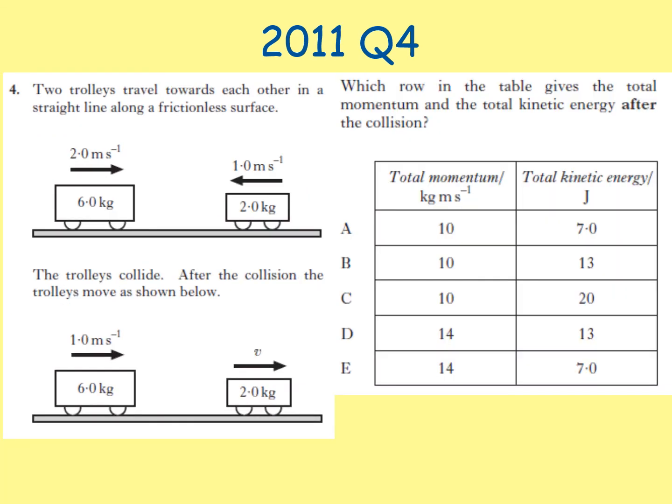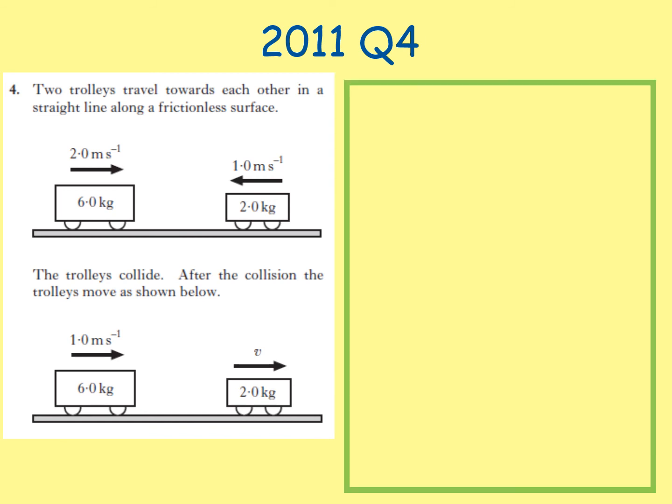Two trolleys travel towards each other in a straight line along a frictionless surface. The trolleys collide. After the collision, the trolleys move as shown below. Which row in the table gives the total momentum and the total kinetic energy after the collision? To do this, we want to first draw our diagrams. So before, we have our 6 kilogram trolley travelling at 2 meters per second, and our 2 kilogram trolley travelling at 1 meter per second in the opposite direction.